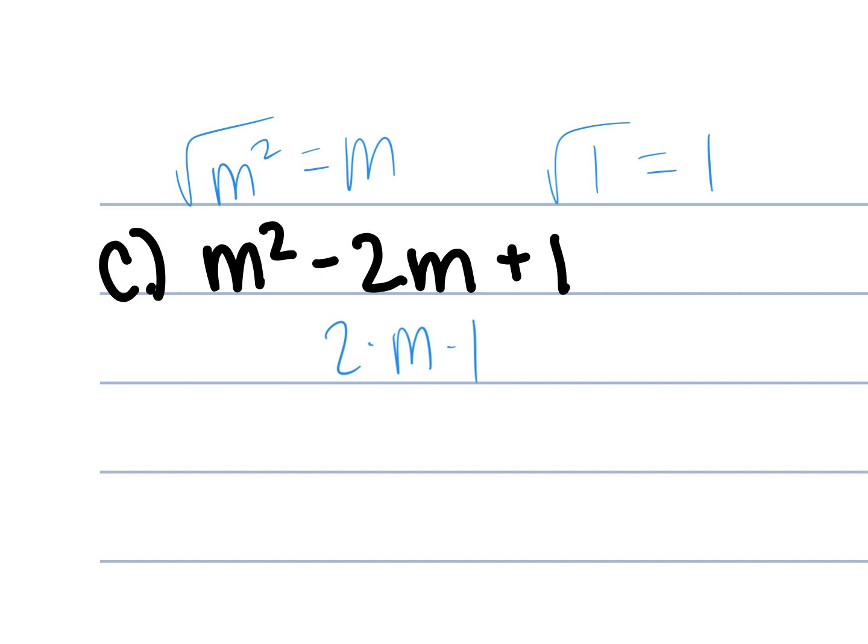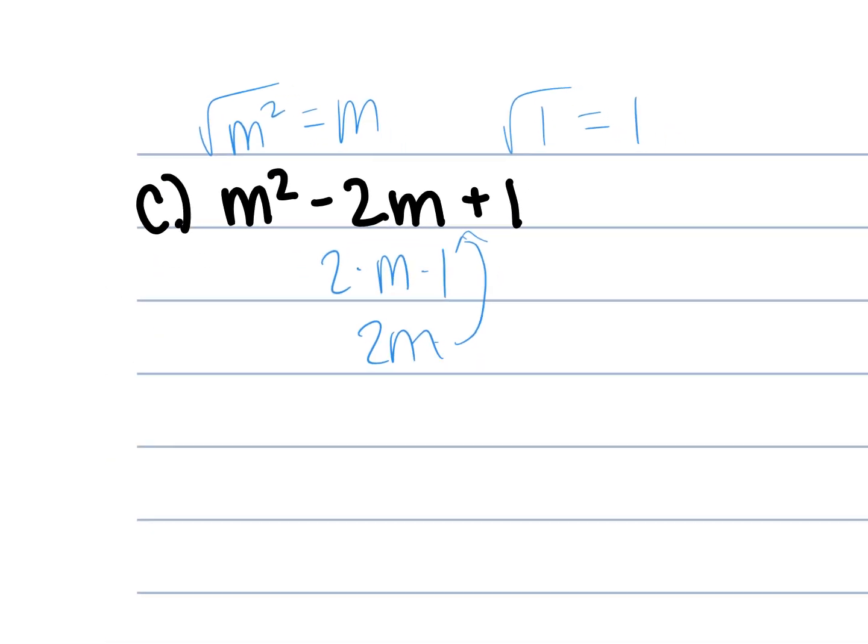What is 2 times m times 1? Does it match? Yes. But what symbol's in front of the 2m? So bring down your negative. What's my first term? m. What's my second term? 1. And then we square it.